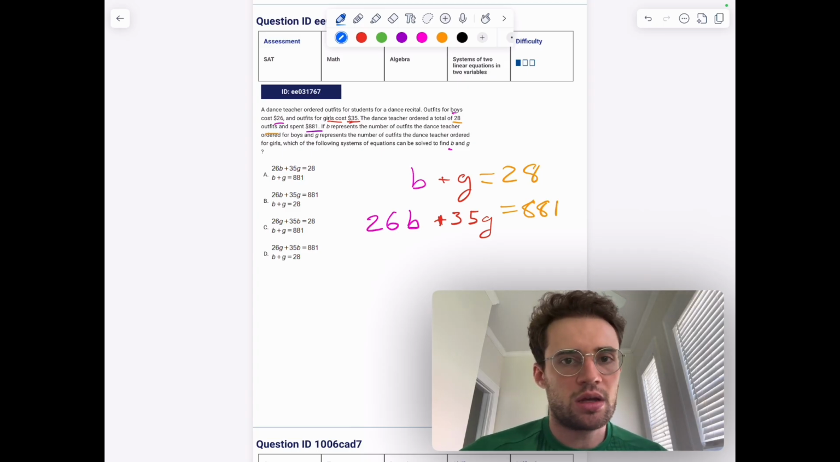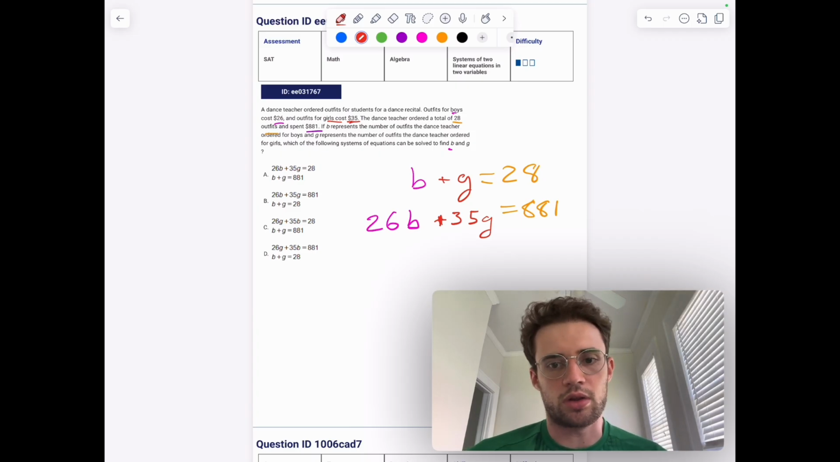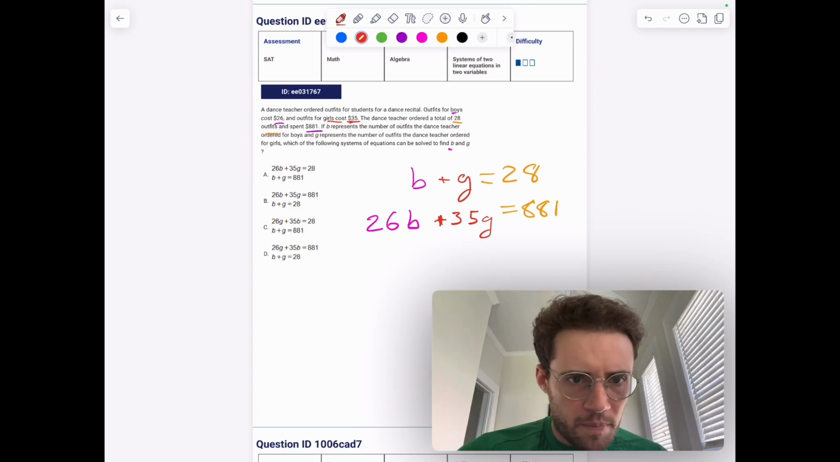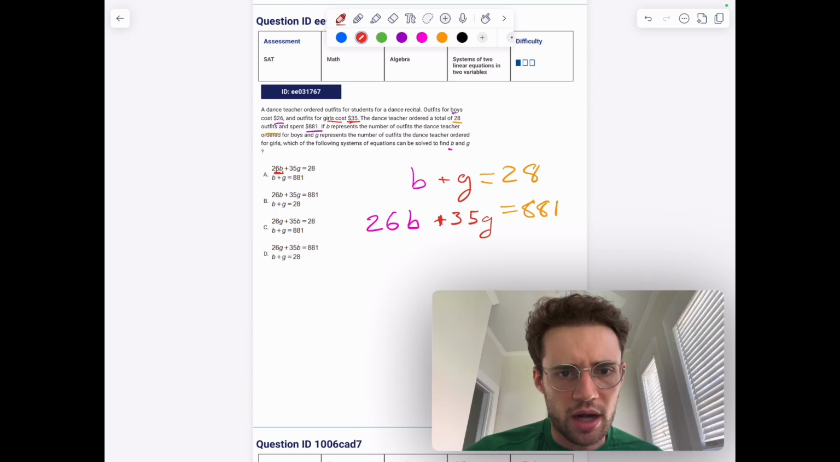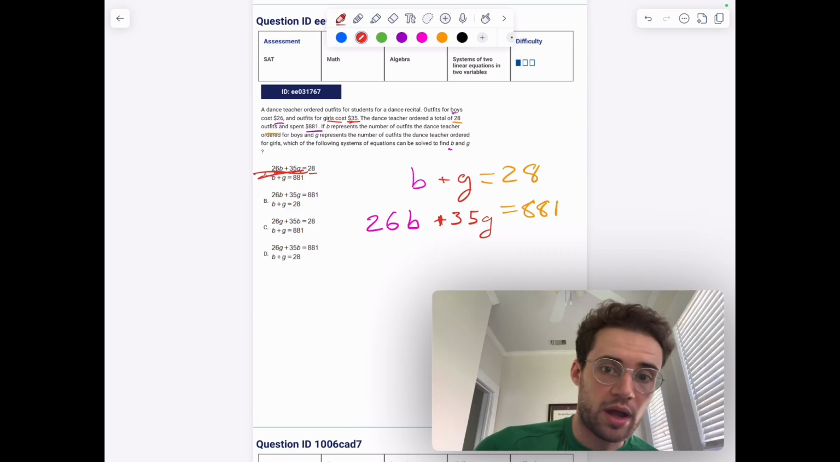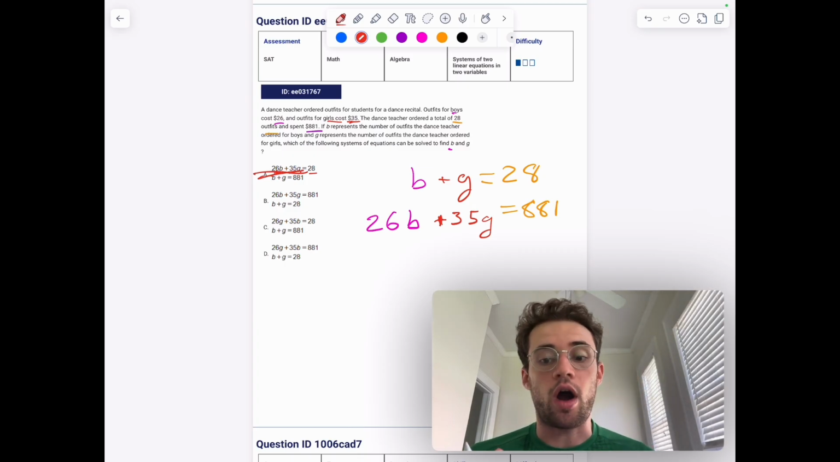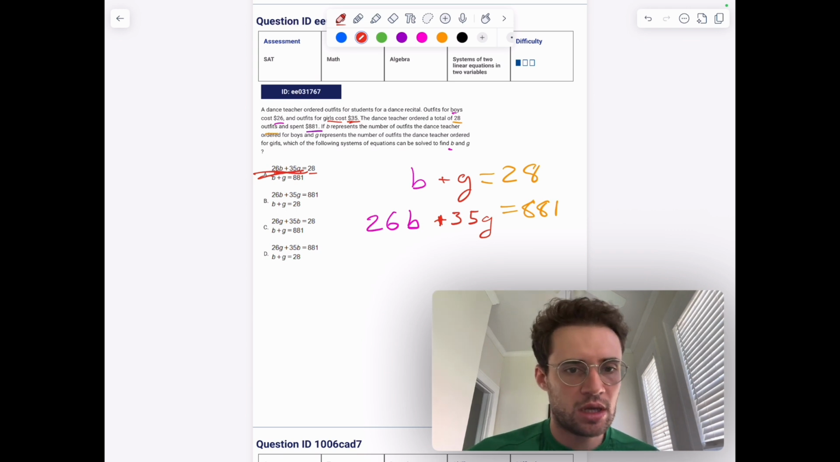All right, so it should be similar to the ones that we wrote. They could have reordered it, G plus B or 35G plus 26B. That doesn't matter because it's the commutative property of addition. But let's check. So here they're adding the prices, like they're factoring in the cost of them and then adding up the costs to make the number of outfits. That doesn't make sense, right? The number of outfits is just adding up the number of boy outfits plus the number of girl outfits. The cost does not play into the number of outfits.